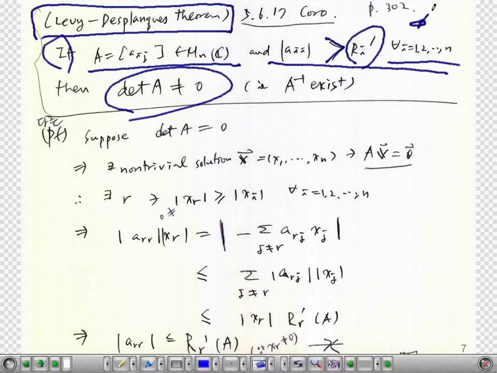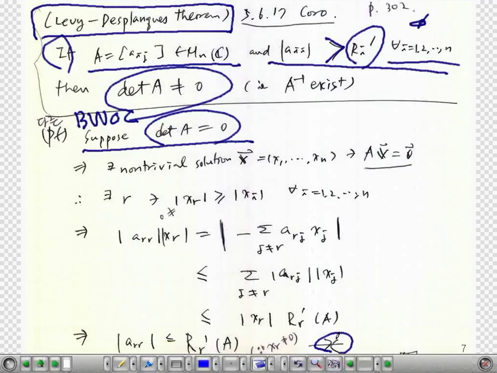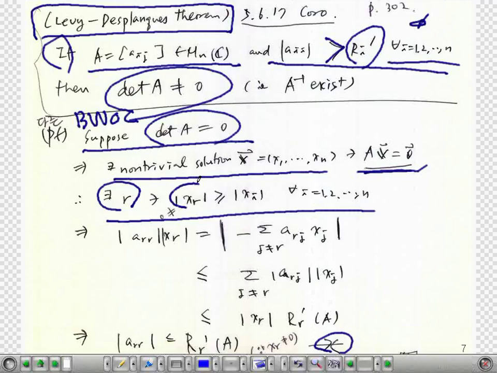This is a very interesting theorem, and the proof is so easy. By way of contradiction, suppose the determinant of A is 0. Suppose it is singular, then we draw a contradiction. If the determinant of A is 0, then there exists a non-trivial solution x, isn't it? And then there exists some r such that the absolute value of xr is greater than or equal to the absolute value of all others. Because x is a non-zero vector, some entries are non-zero.